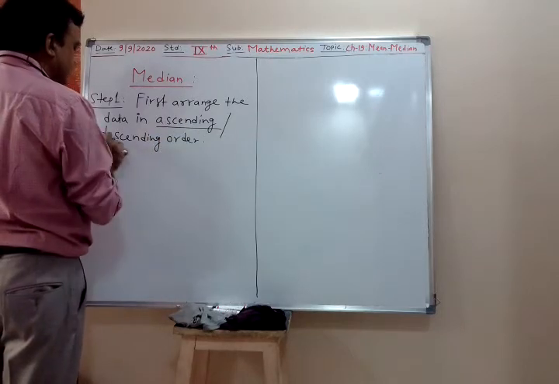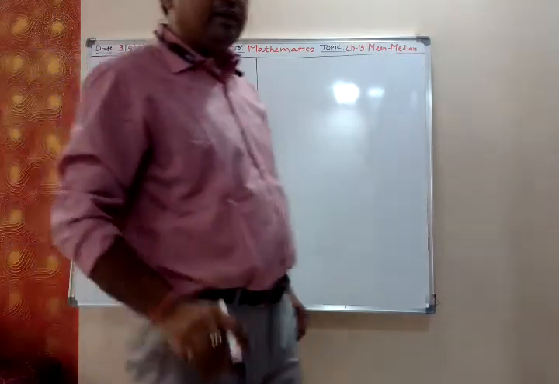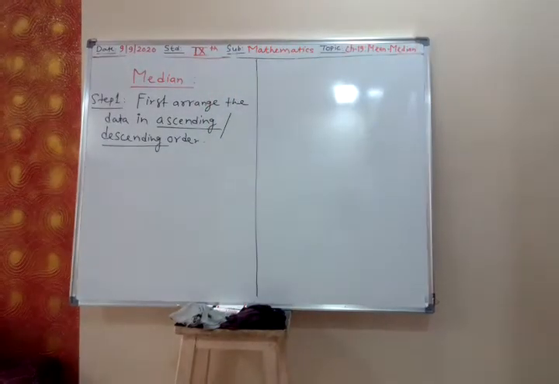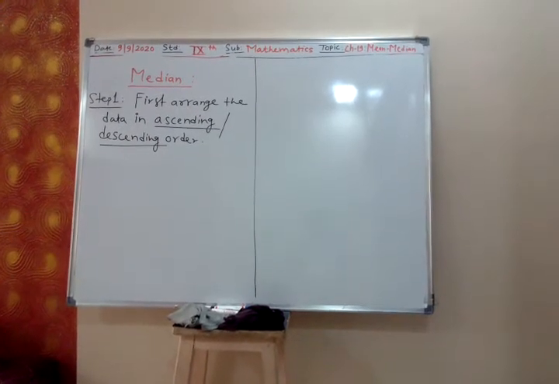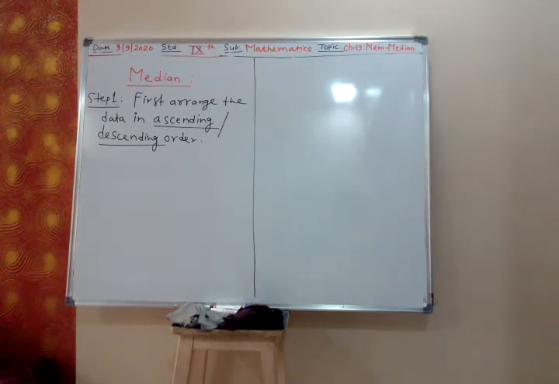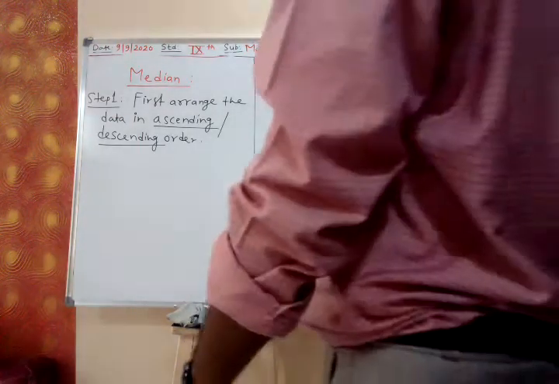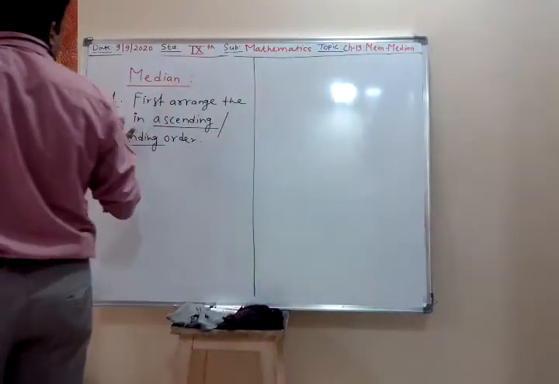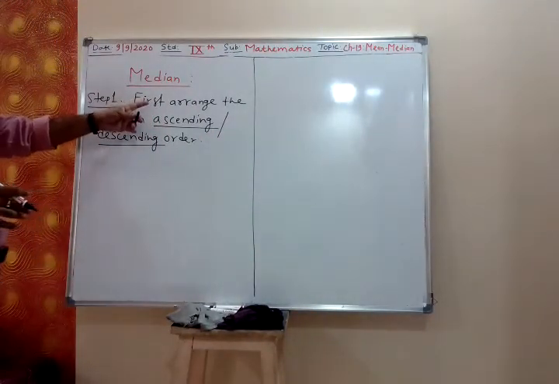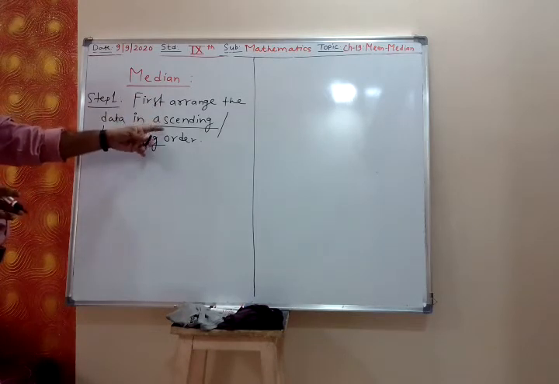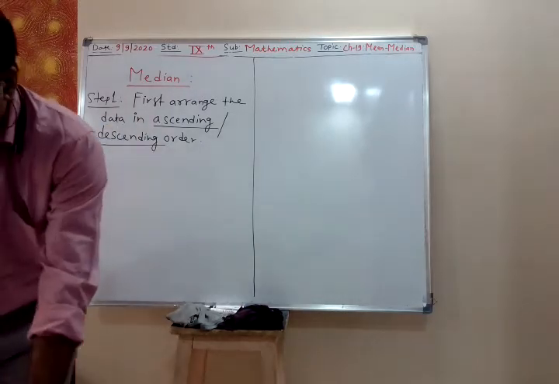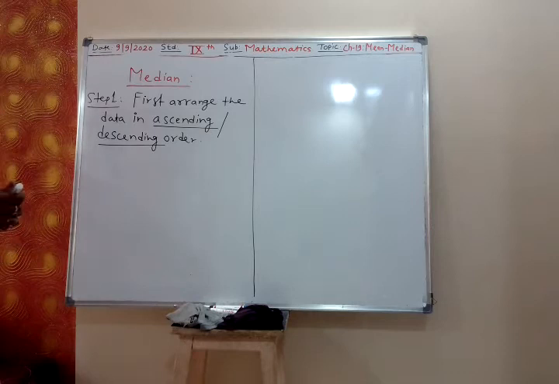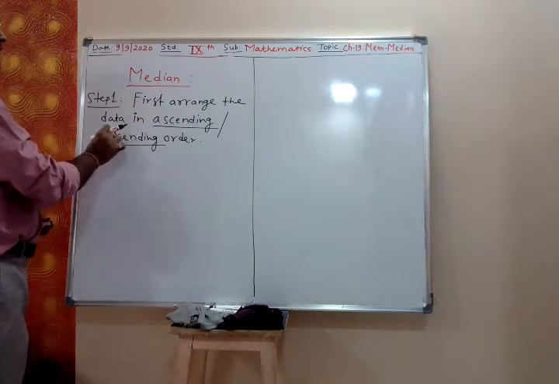This is a must. For mean we do not require it. To calculate the mean value, there is no need to arrange the data in ascending or descending order. But to calculate the median, it is compulsory to arrange the data first in ascending or descending order, any one. Ascending means smaller to bigger, descending means bigger to smaller.